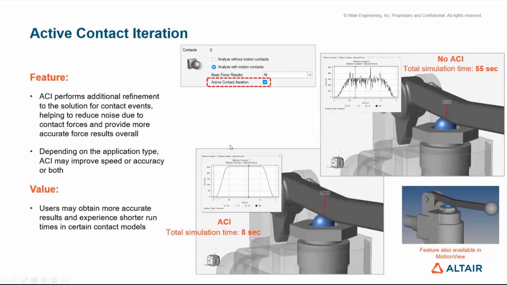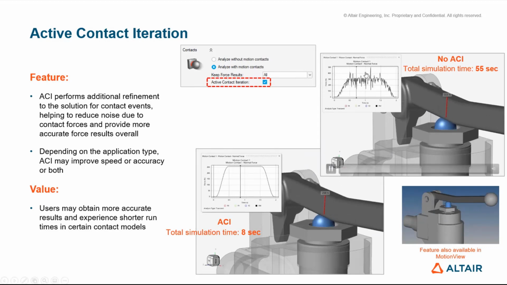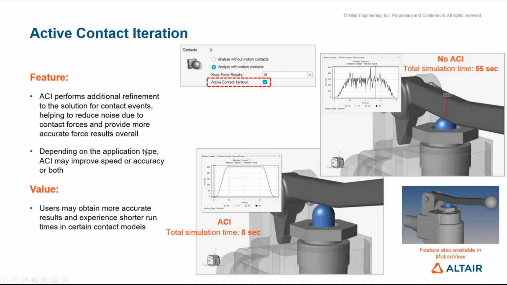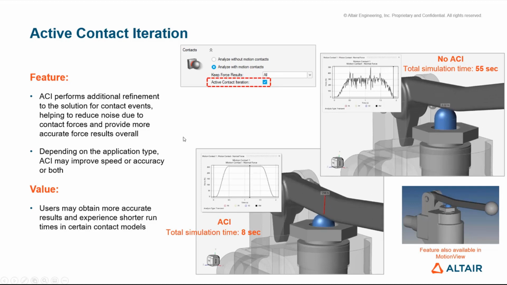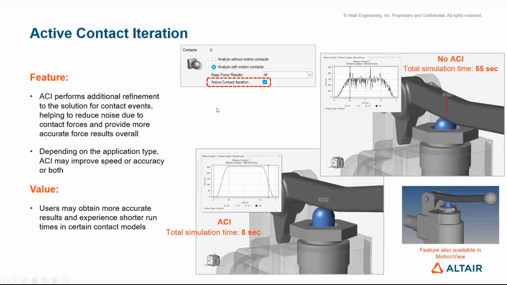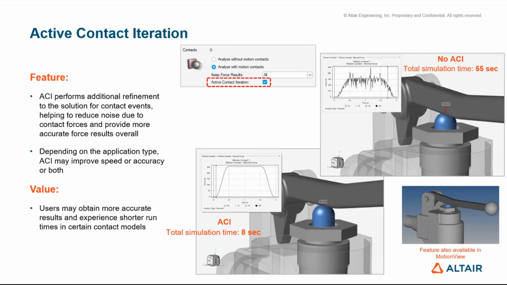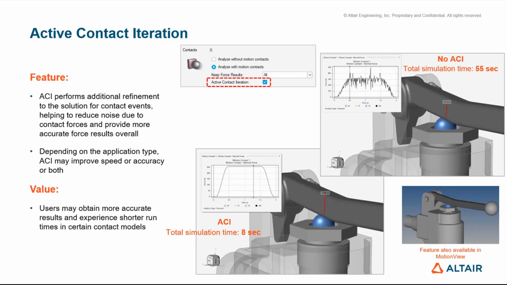Next, we have active contact iteration. Again, this is in motion view as well. And this is basically where you can see quite a bit of a difference in the results. So basically what it's doing is helping to reduce the noise. It's performing extra calculations, if you will, refreshes on the iterations through each time step. And through most of the experimentation here, either the simulations run faster and there's no difference in the results, or there's a difference in the results and they run faster. So the feedback has been pretty positive.